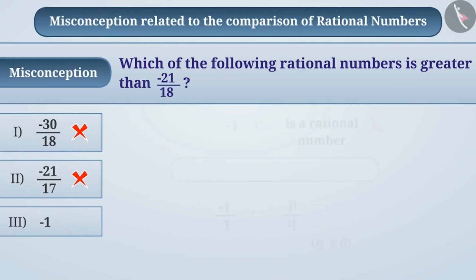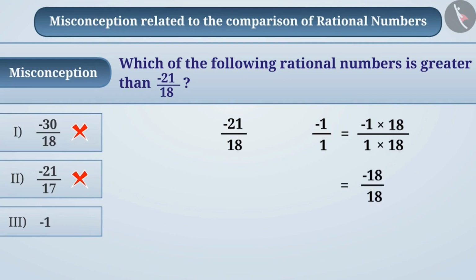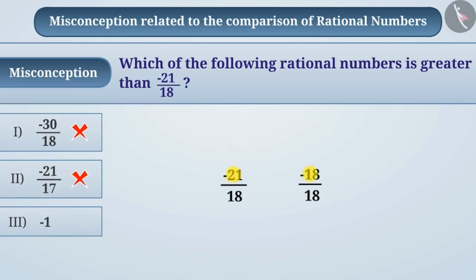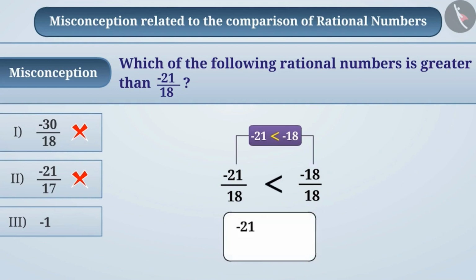Now let's compare the rational numbers minus 21 by 18 and minus 1 or minus 1 by 1. Here, if we multiply the numerator and the denominator of minus 1 by 1 by 18, then we get an equivalent rational number of minus 1 by 1 as minus 18 by 18. Because the denominators are the same, we compare the numerators. Since minus 21 is less than minus 18, therefore, minus 21 by 18 is less than minus 18 by 18, which means minus 21 by 18 is less than minus 1.